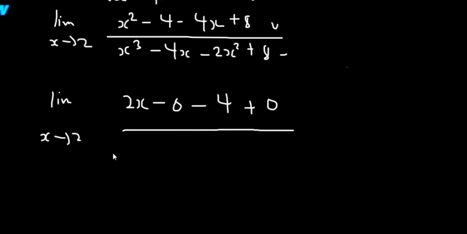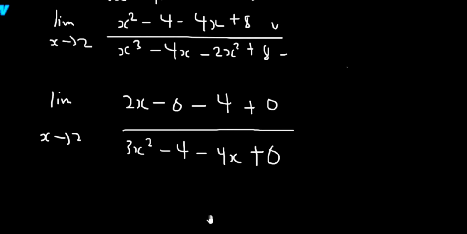So all divided by the derivative of x cubed, which will be 3x squared, minus the derivative of what? Minus 4x, which is what? Minus 4, and then minus the derivative of 2x squared, which is what? 4x, and then the derivative of 8, which is what? 0.